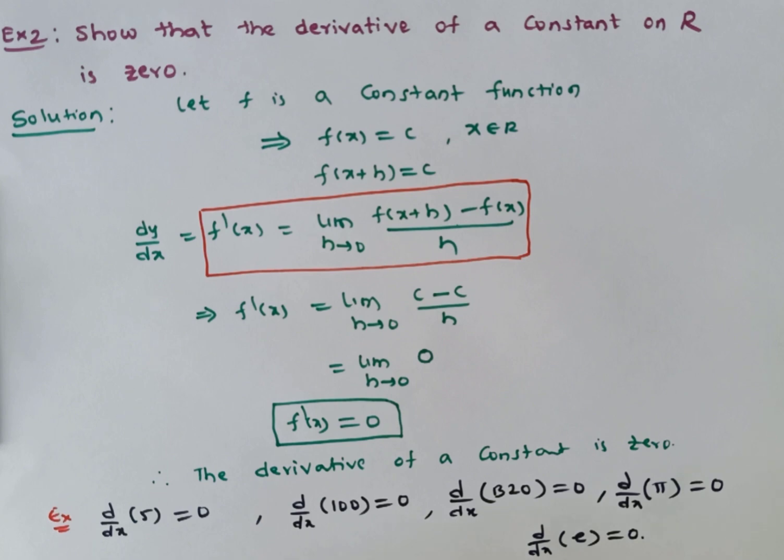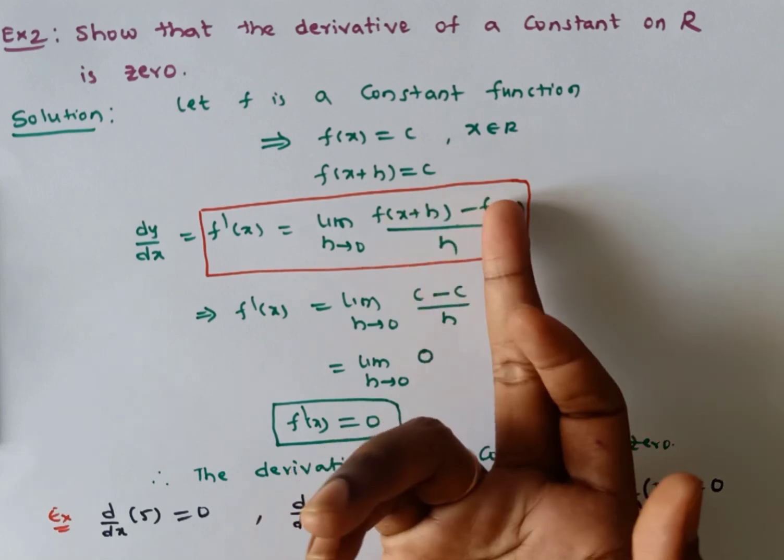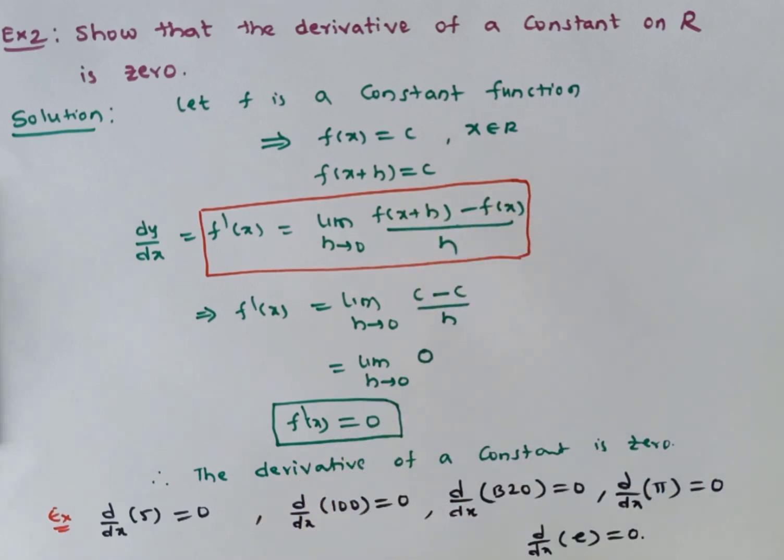If we take f of x as any constant, then constant minus constant is 0, so that's why it is 0. This is the reason the derivative of a constant function is 0.